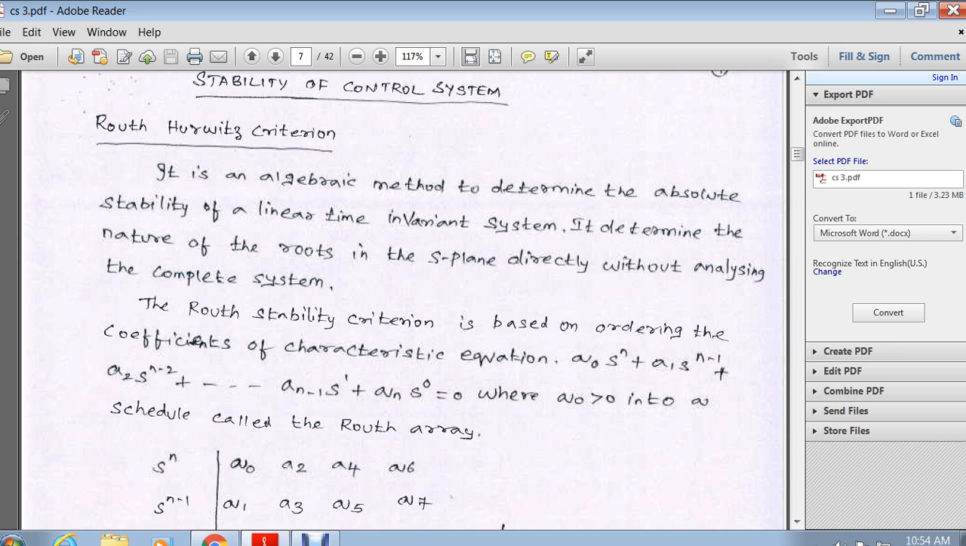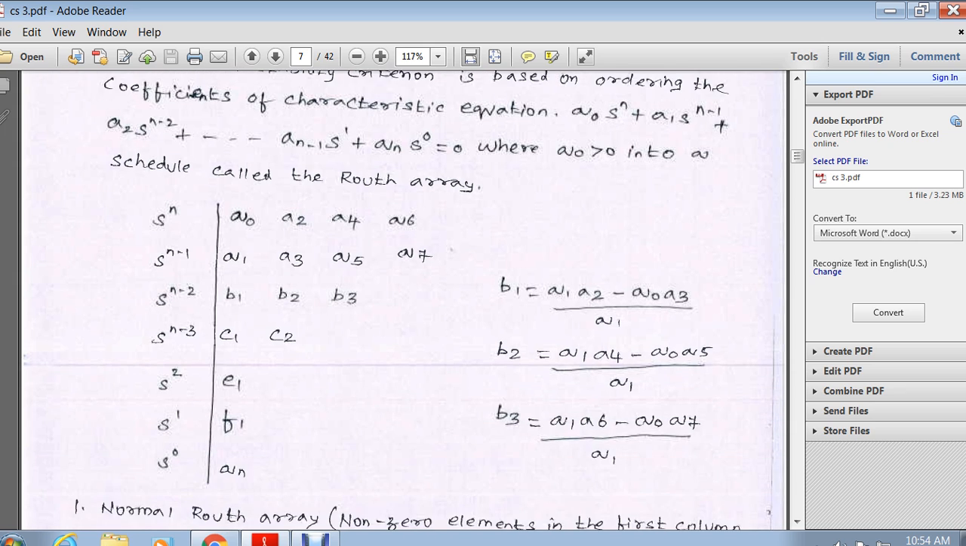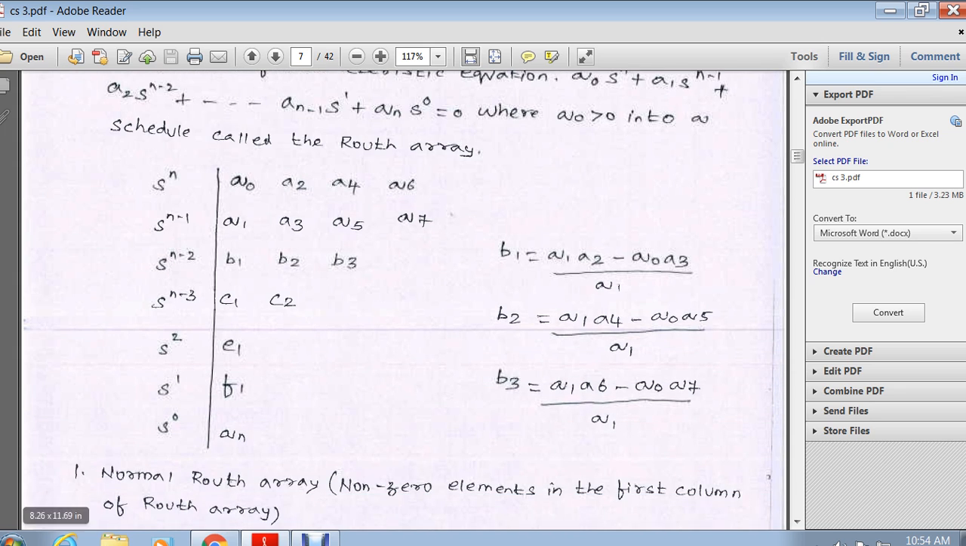Here we are using a0 into s power n plus a1 into s power n minus 1 plus a2 into s power n minus 2 plus and so on, an minus 1 with s power 1 plus an into s power 0 is equal to 0, where a0 is greater than 0. The schedule is called Routh array. If you observe, this is the format of the formation of Routh array. Here we are taking s power n, s power n minus 1, s power n minus 2, s power n minus 3, and so on, s cube, s square, s1, s0 as the powers of s in our equation.